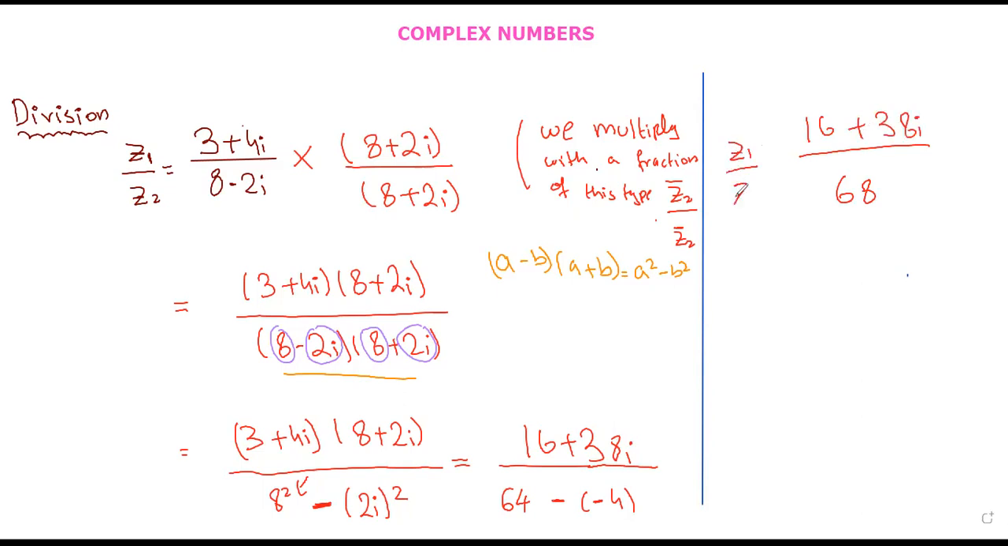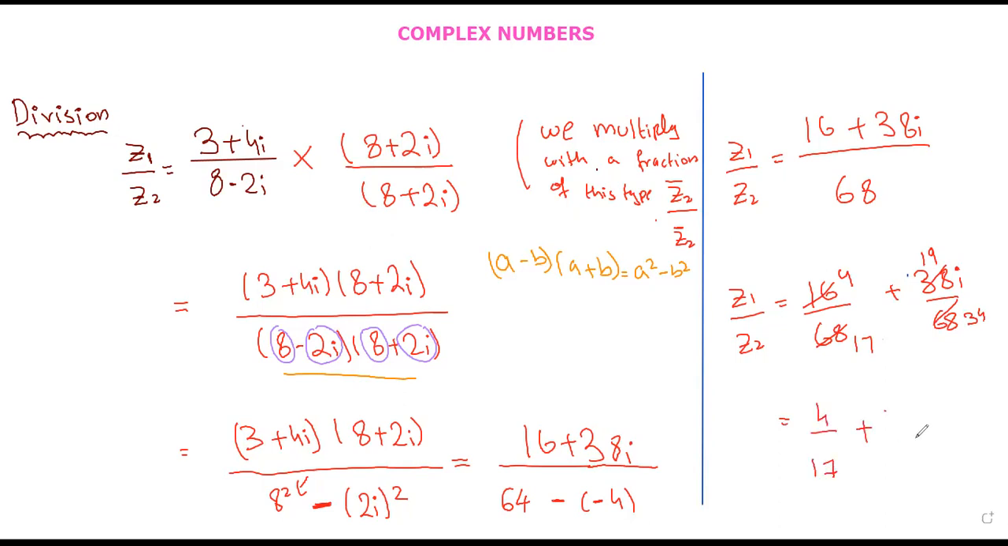And this is z1 by z2. Now I can just separate the real and imaginary parts: 16 by 68 plus 38i by 68, and I can just cancel. 4 fours are 16 and 4 into 17 is 68, and the other part is 19 by 34. So we get 4 by 17 plus 19 by 34 iota.